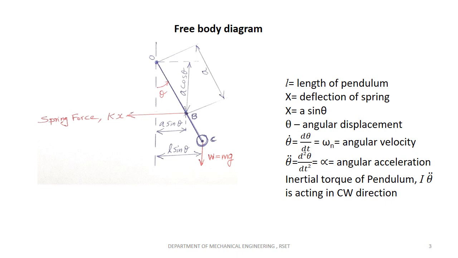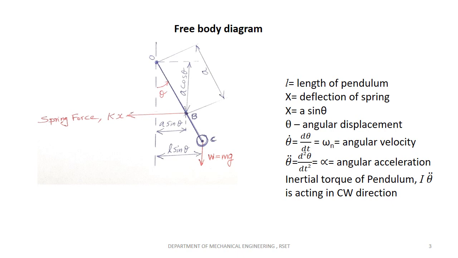You can see two forces acting on the system when it is displaced in the counterclockwise direction. One is the spring force, another is the weight of the bob. Spring force, we know that it is K into X, where K is the stiffness of the spring and X is the deflection of the spring. So we need to find out what is actually the deflection or the stretching that happened to the spring.